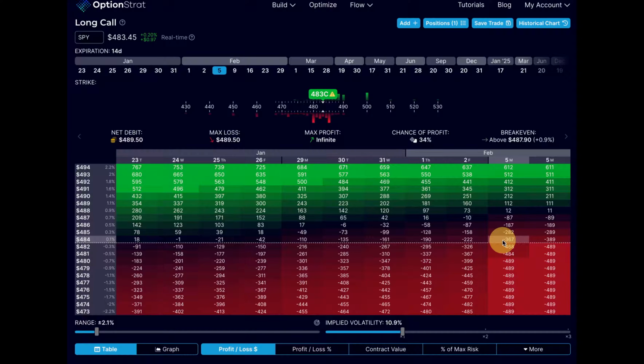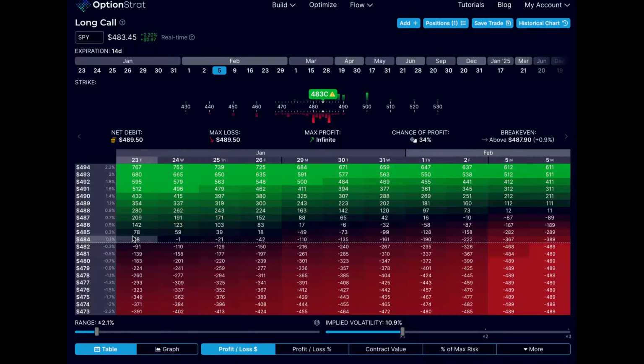until I've essentially lost virtually my entire purchase price. So my purchase price here is $489. If the market does not move and I have a $483 long call, that will fully decay over the period of this trade. Again, if the market doesn't move in my favor.